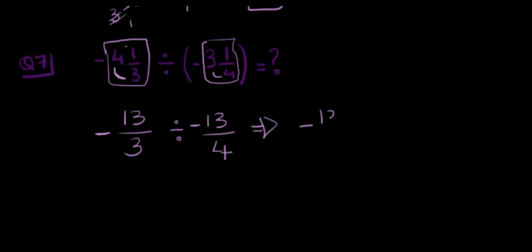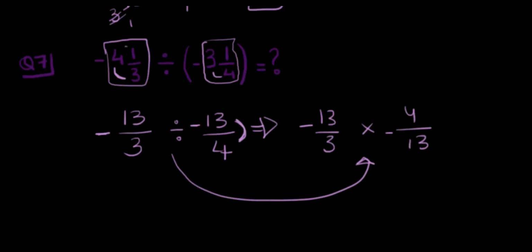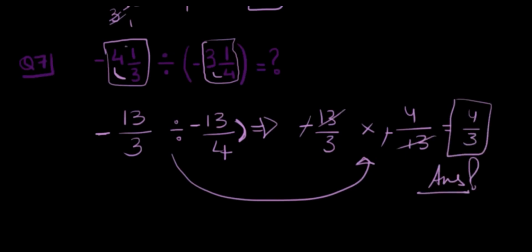Next step, copy down the first fraction, division changes into multiplication, and you flip over the second fraction, which is 4 over 13. Whoa, things are cancelling out. The negative goes with the negative. 13 goes with this 13, so I'm left with 4 over 3. Answer. Done.